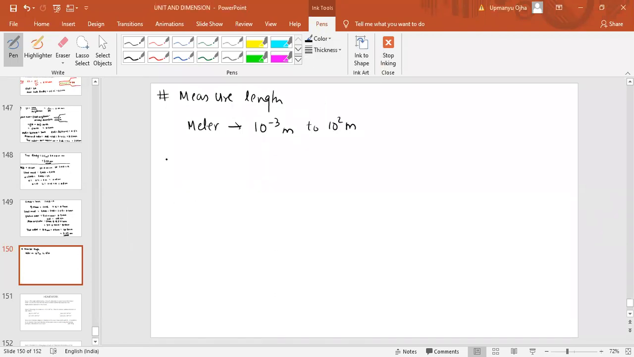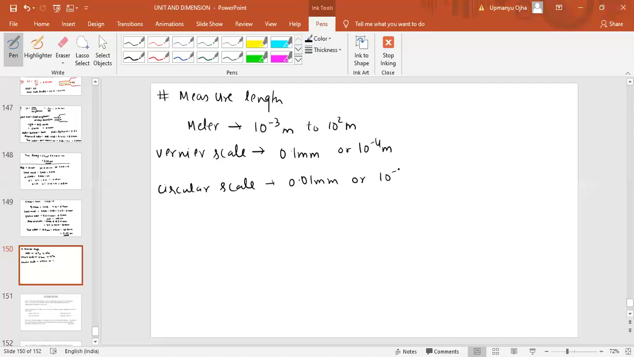Okay. Next is vernier scale. Now can you tell me what is the range of vernier scale, or what is the minimum measurement a vernier scale can do? That is 0.1 millimeter or 10 to power minus 4 meter. So if I have to measure 10 to power minus 4 meter, it would be measured by a vernier scale. Then circular scale can measure 0.01 millimeter or 10 to power minus 5 meters.